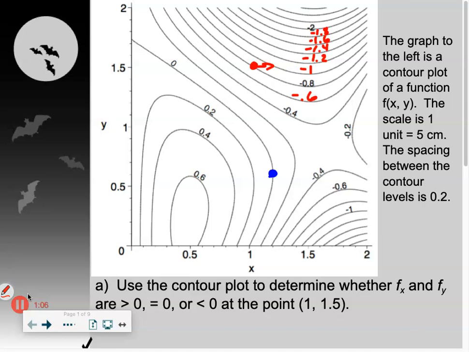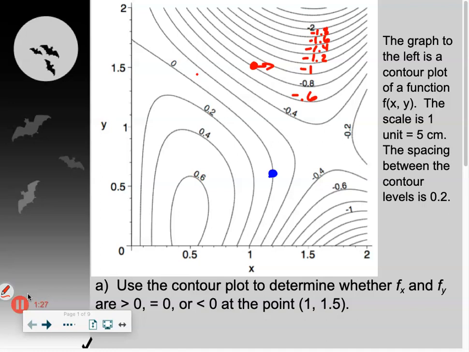It's not constant. Is it always 0.8? You're moving this way. You're not following the squiggle. When you're talking about f sub x, you have to be parallel to the x-axis. You're in the x direction.